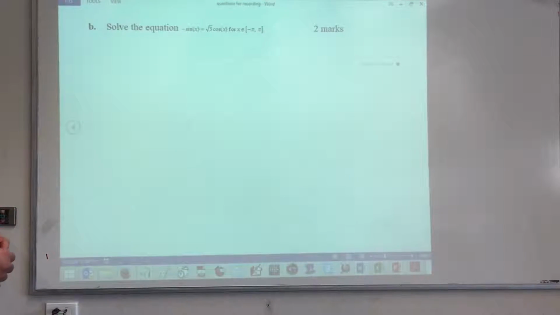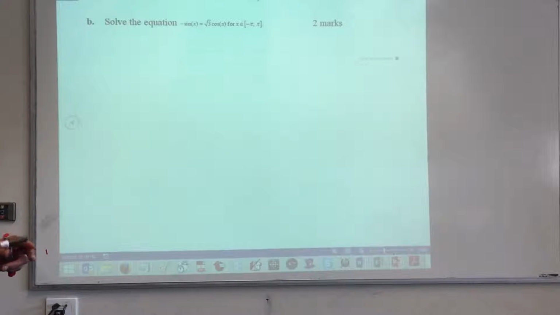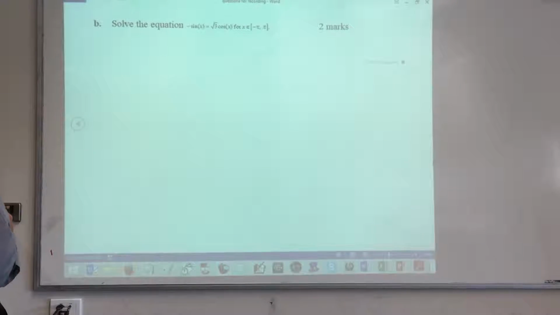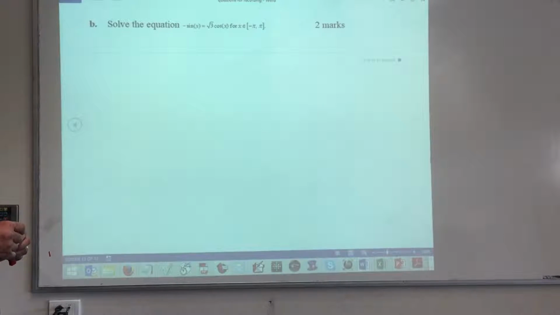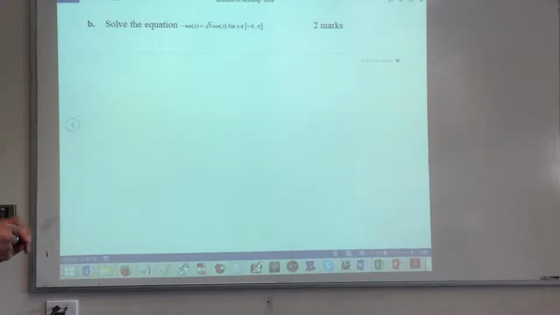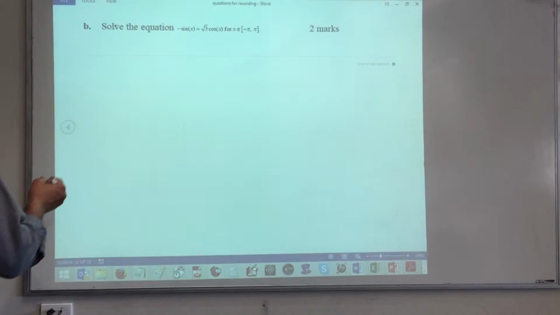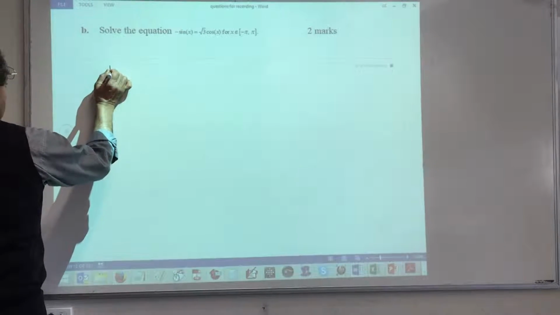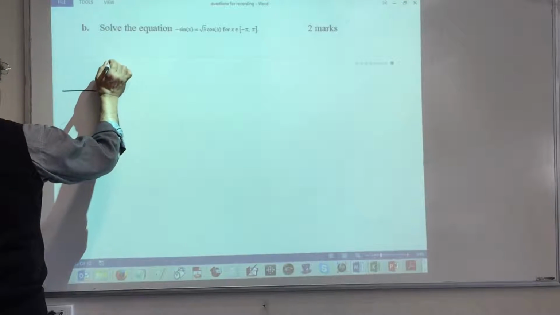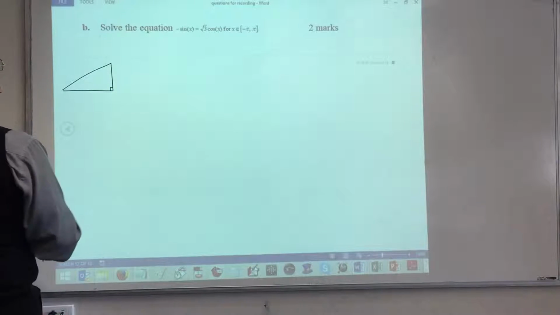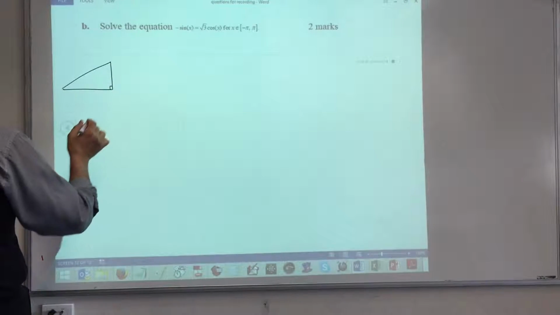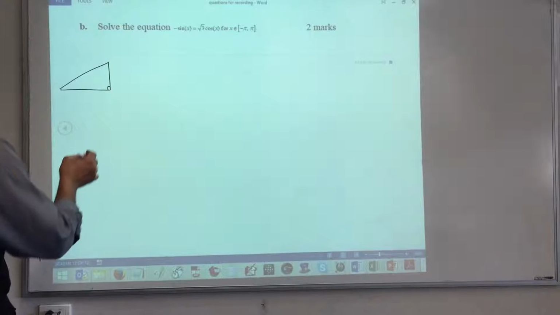Just before we start this question, I'd like to remind you with some information. It's a good idea to write it down before you start your tick-free exam for circular functions. That is the exact values using the two triangles. You don't have to remember the table.